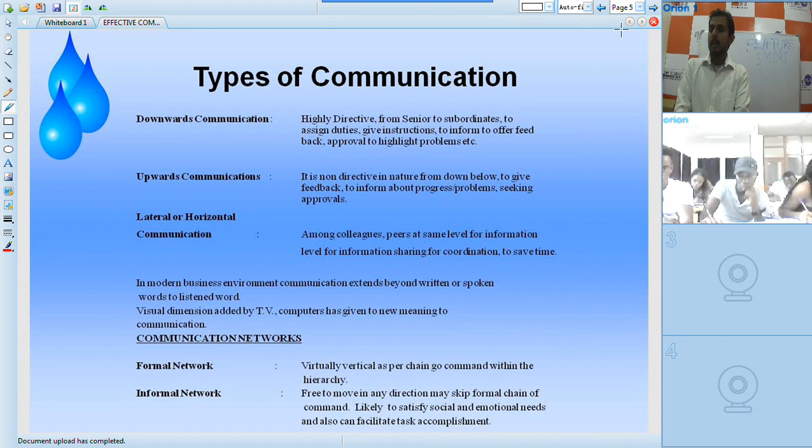In the case of upward communication, the feedback is directed, taking problems for approval by the seniors or the management.